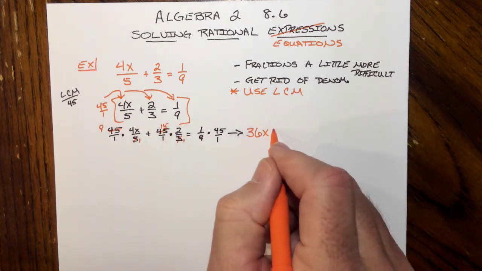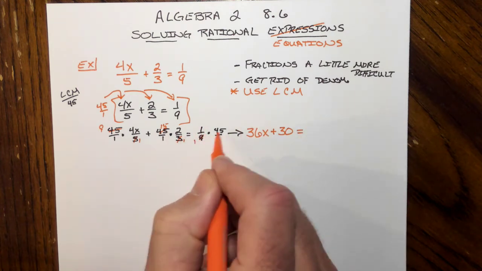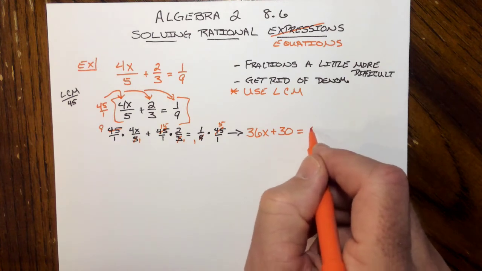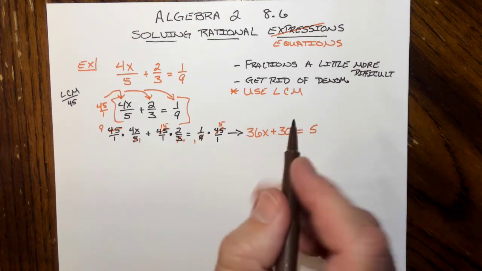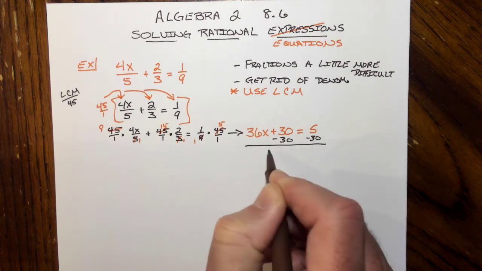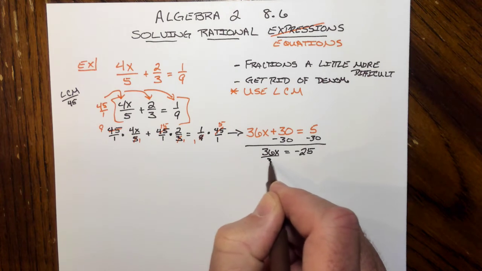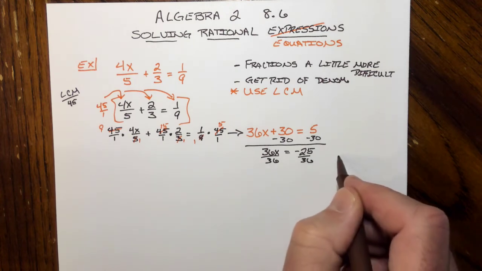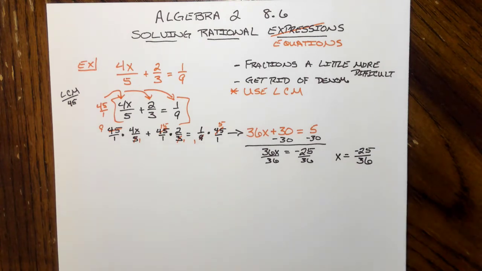Here, 3 goes into 45, so it becomes a 1. That becomes a 15 plus 30 on the other side of the equal sign. 9 goes into 45 5 times, equals 5. All right, next step. Notice, no more fractions. Solve for x. So x is equal to negative 25/36.